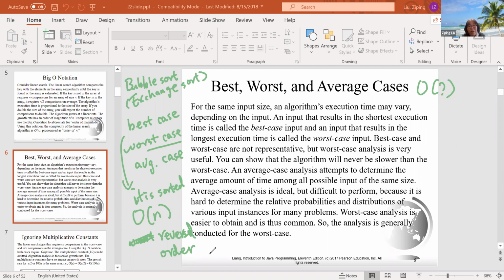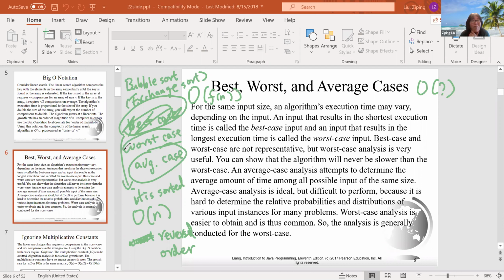Generally speaking, the best case, when you design an algorithm, doesn't always happen. If you use that to represent this order, that's not a good design. So we don't use the best case to represent. The average case is also hard to analyze. It's not ideal.